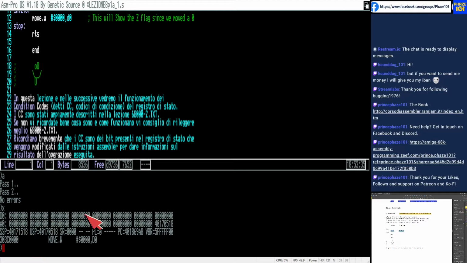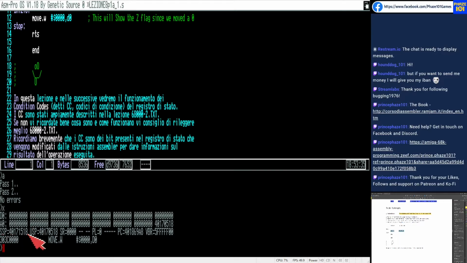The first row is our data registers from D0 to D7. The second row is our address registers from A0 to A7. And notice A7 is our stack. And right now the stack pointer is at 041700518. Of course, hex.